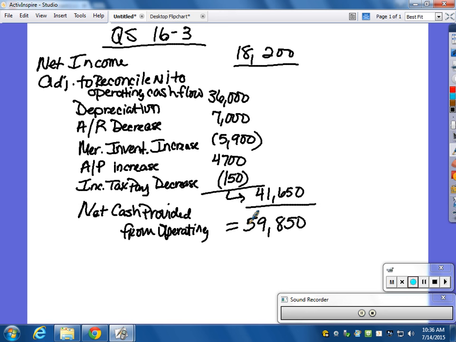Okay, quick study 16-4. The following selected information is from Ellerby Company's comparative balance sheet. The income statements report depreciation expense for the year of 18,000. Also furniture costing 52,500 was sold for its book value. Compute the cash received from the sale of furniture.